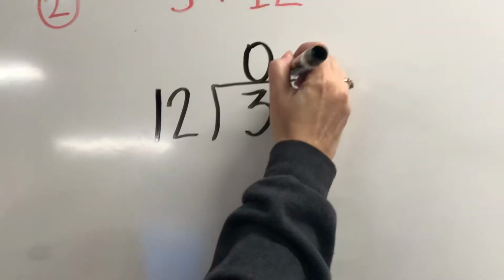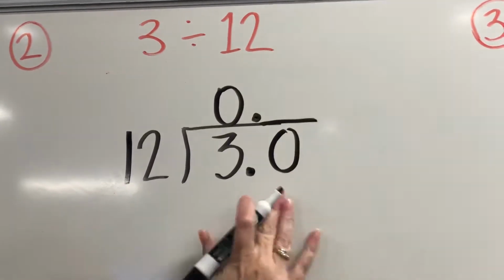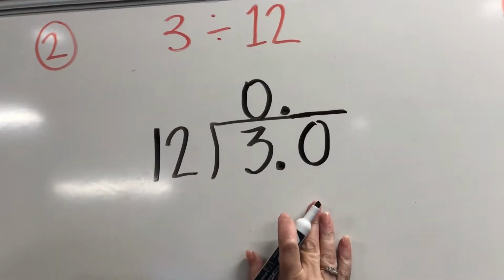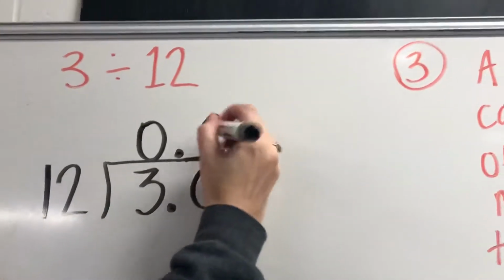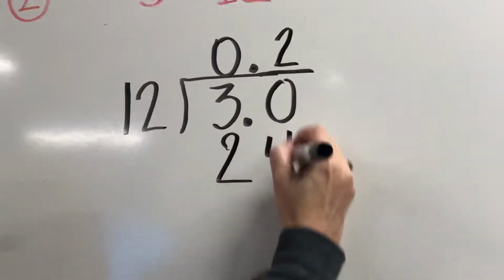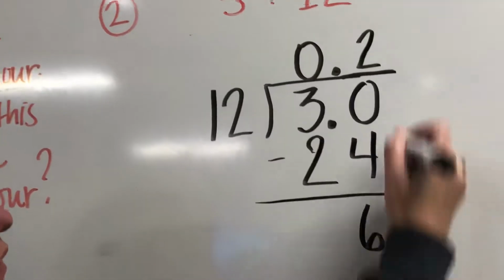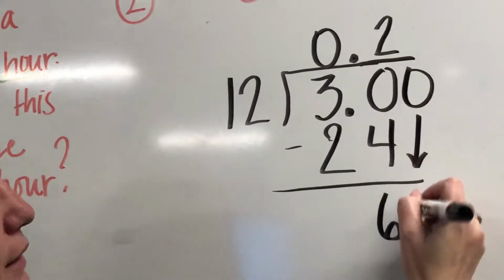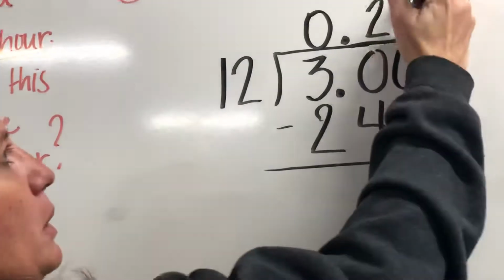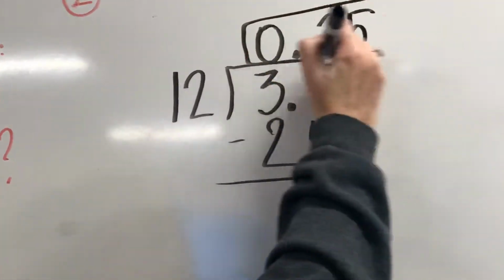I have to add my decimal. And I can add as many zeros to the right of the decimal as I want. 12 goes into 30 twice, which leaves me with 24. I'm going to drop down 6, add another 0, and this is actually going to make a nice pretty number, 0.25.